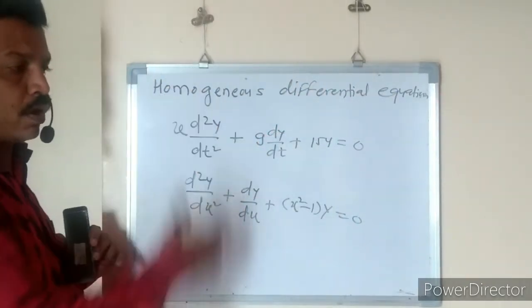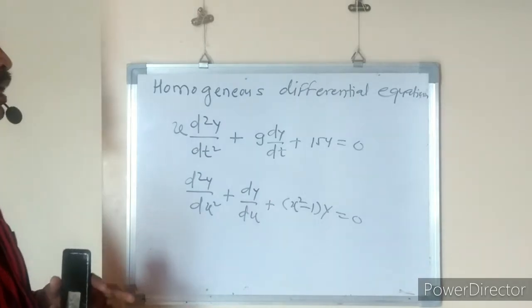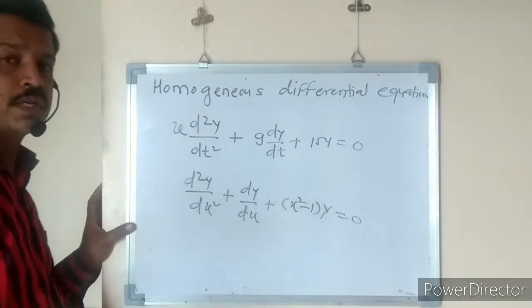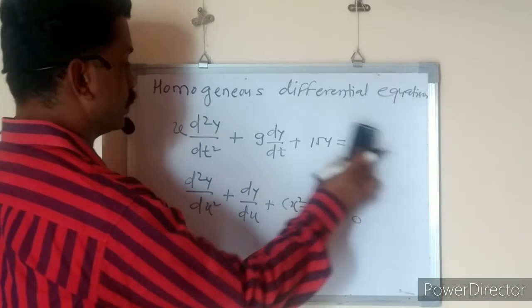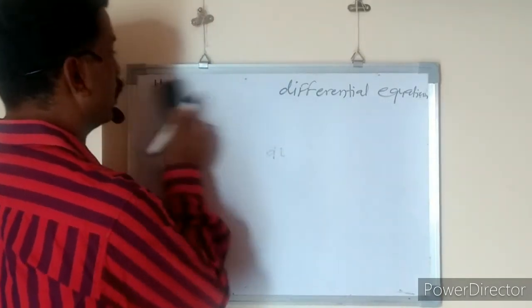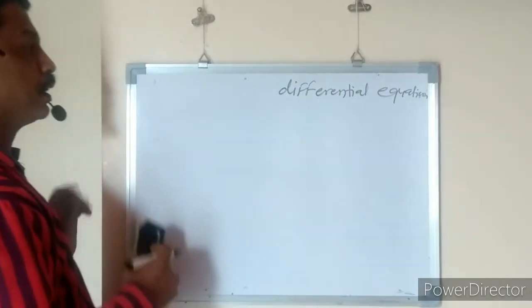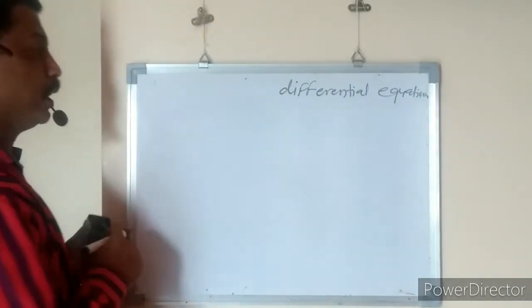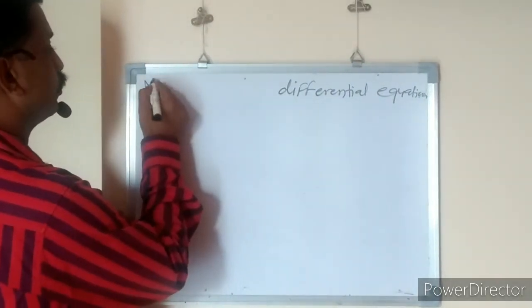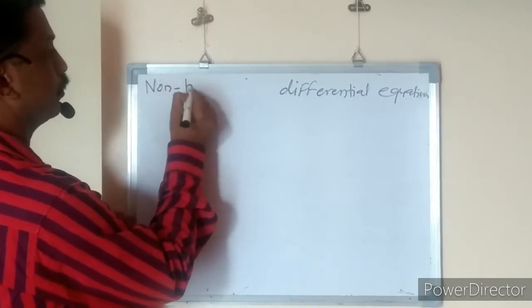Now if all these are homogeneous differential equations, then what is a non-homogeneous differential equation? Now we see the non-homogeneous. Homogeneous means, as we said, in every place the term of the dependent variable is present. Now non-homogeneous.